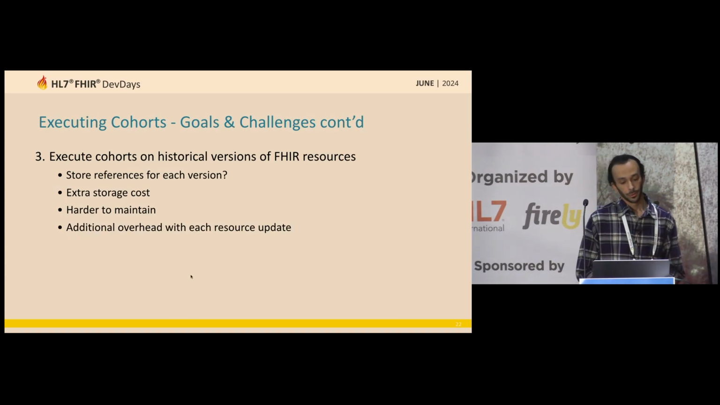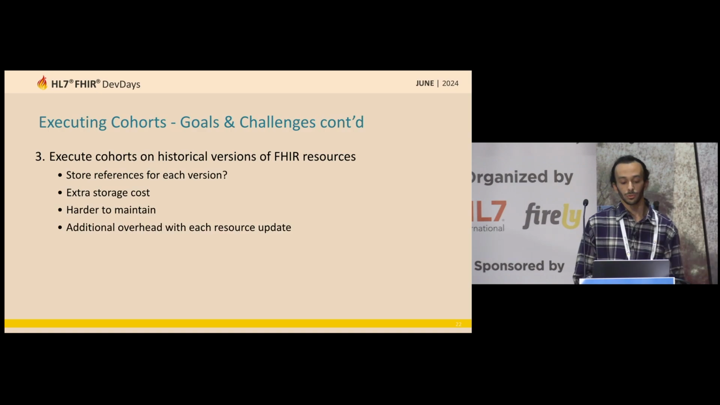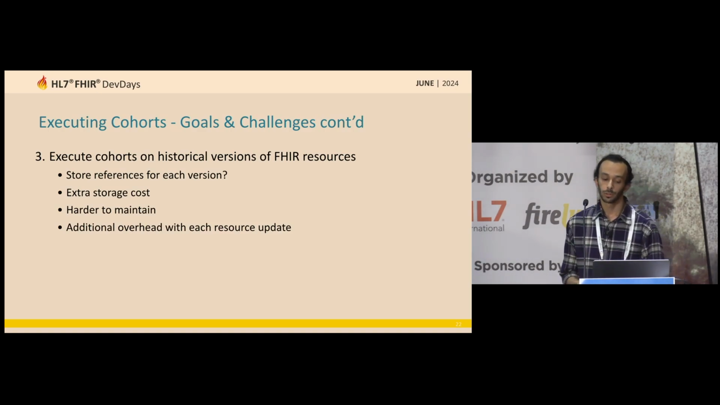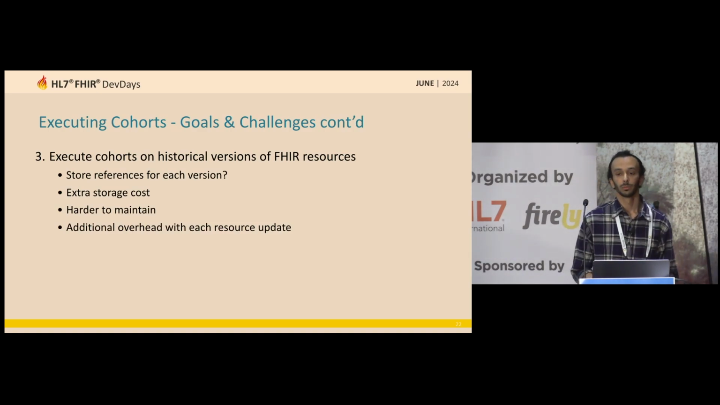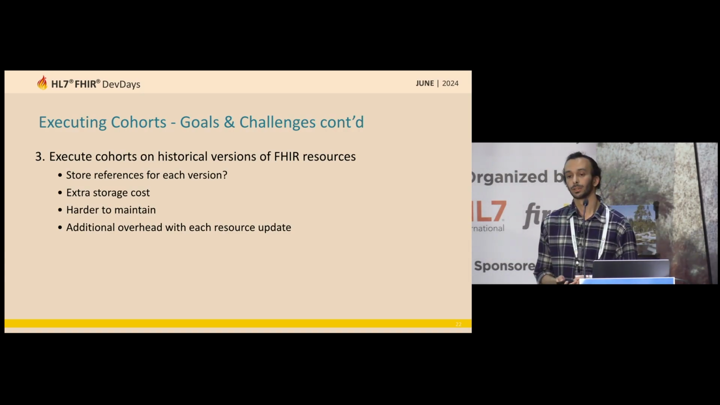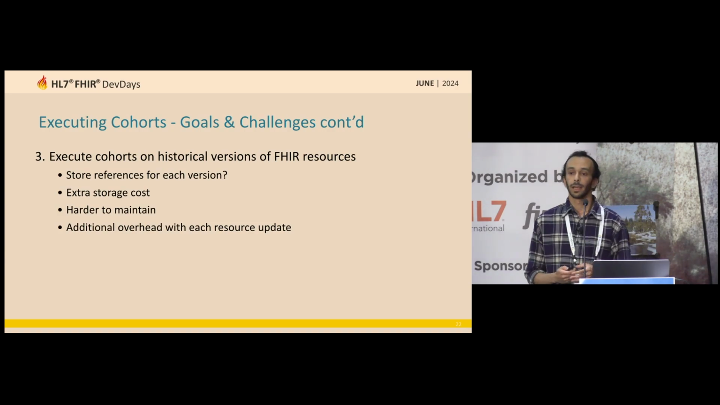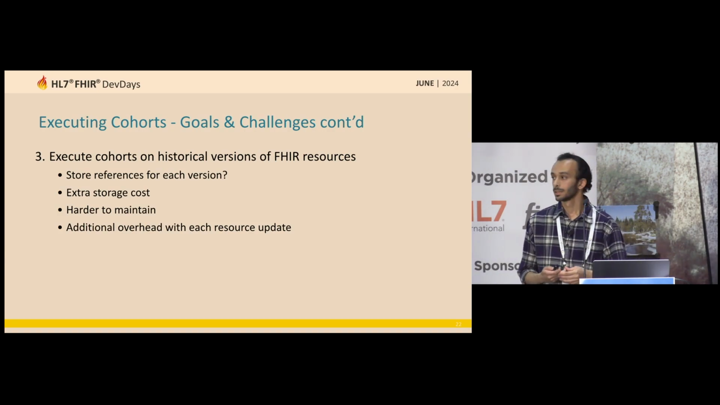So the third challenge and goal is that we wanted to be able to execute cohorts on historical versions. Like we said, we wanted to be able to reproduce results even if there have been updates on the store. We want to give it a specific timestamp and return the results at this particular timestamp.